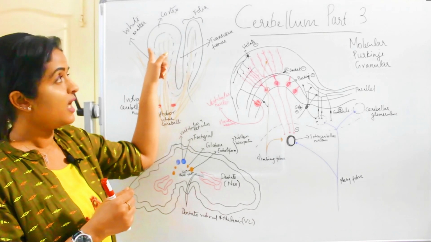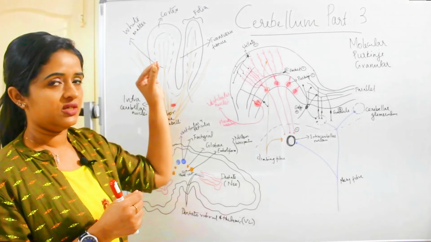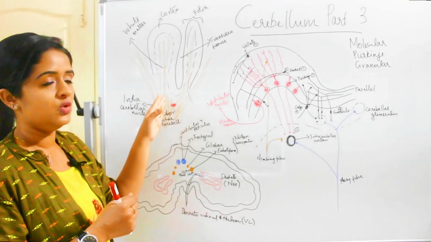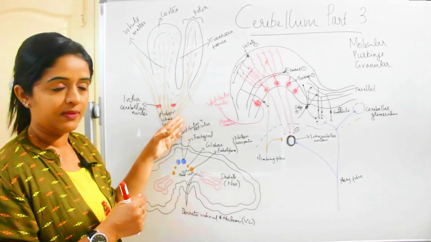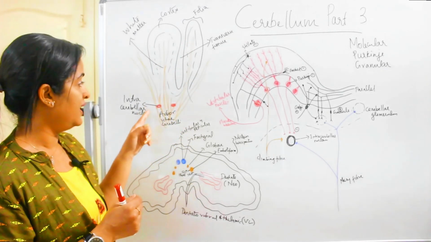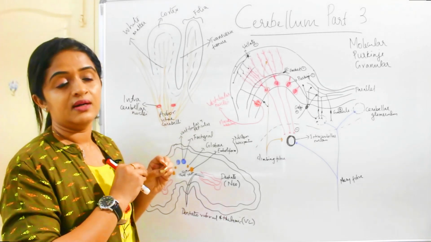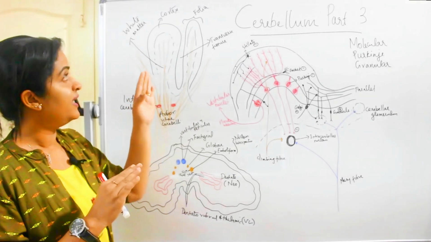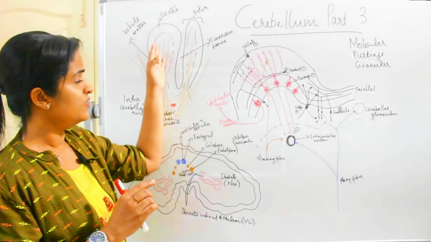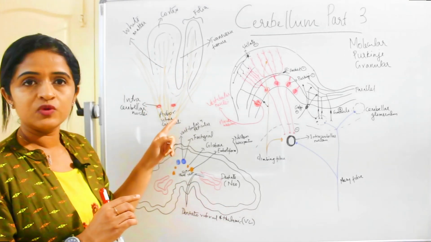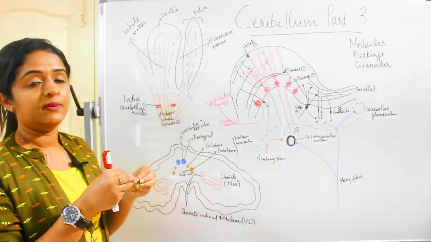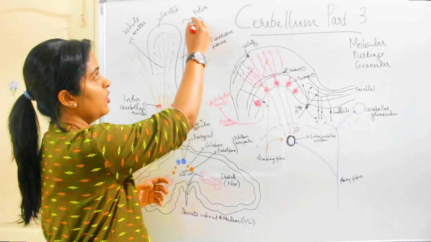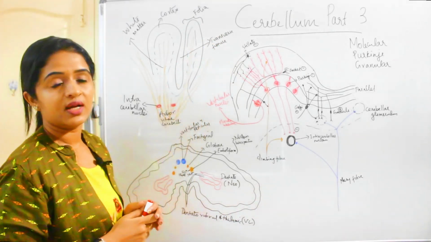So in the outer portion you have the grey matter concentrated as the cerebellar cortex, and in the inner portion you have the white matter coming from this grey matter, and in the innermost portion again you get some of the grey matter arranged as the intracerebellar nuclei. So you have the cerebellar cortex with grey matter, then the inner white matter, and the innermost portion has the grey matter again arranged in the form of intracerebellar nuclei. These are the folia, and between the folia you have the transverse fissures.